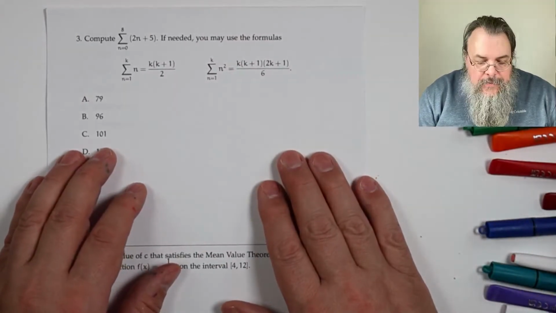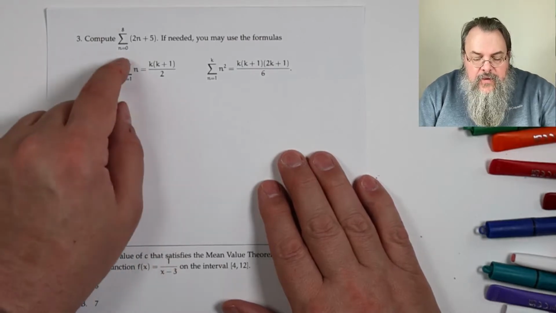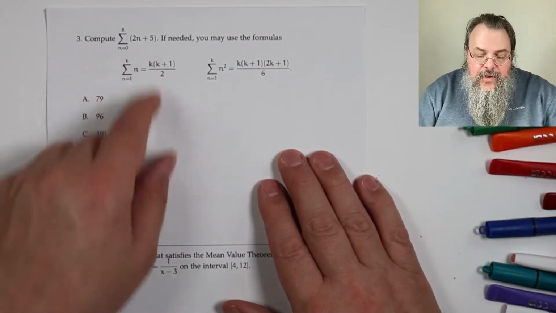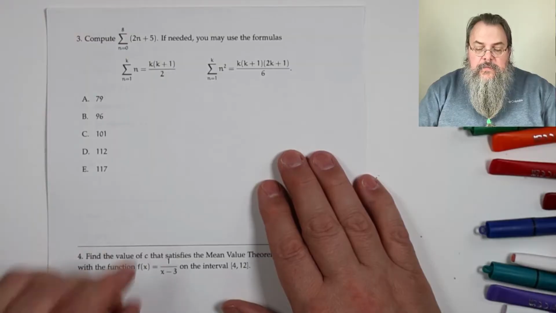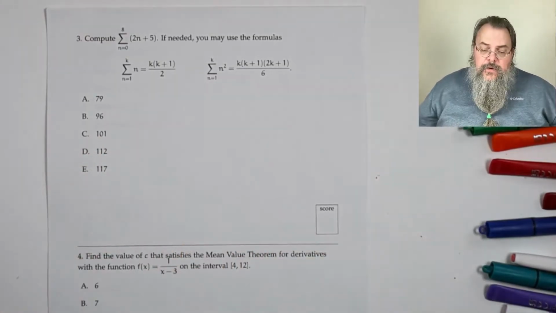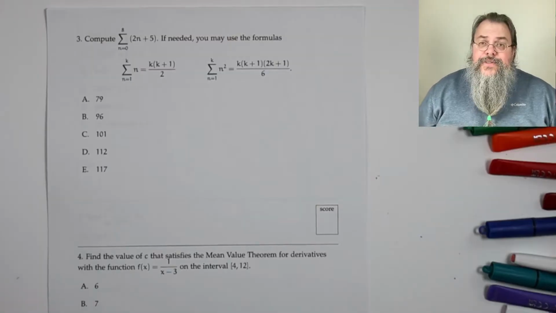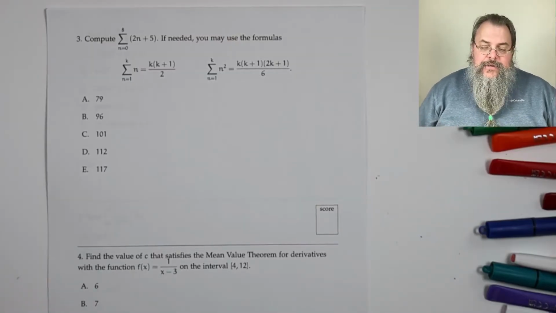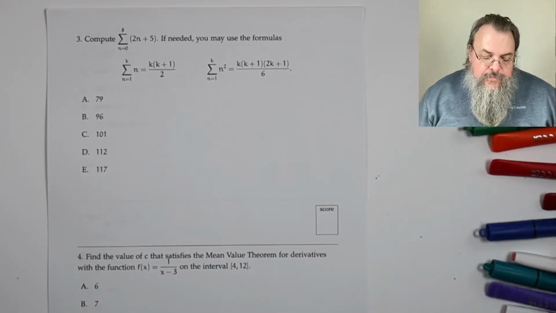Number 3, compute the sum from 0 to 8 of 2n plus 5. If needed, you may use the formulas. So they give us formulas. That was nice. Now, there are a couple of ways to do this one.